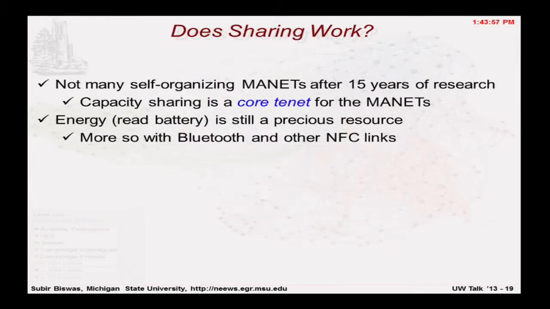So now the question really is, does sharing work? Here I'm going to put on my skeptic hat, which is that this MANET research, we all have been doing it for 15 years or so, but have you ever seen a real MANET that is working, a public MANET that is working, right?